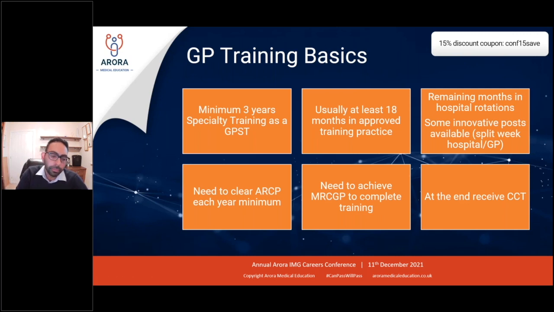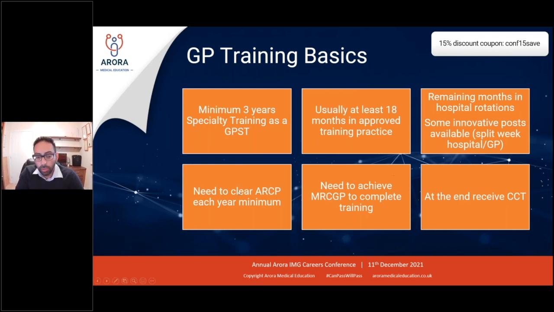Every year in your training, you need to clear an ARCP, an annual review of competence progression. So you need to have a few things ticked off each year, assessments done, for example, to make sure that you clear the hurdle each year so you can move on to the next year. And your final ARCP basically releases you for CCT, completion of training, and that's when you're an independent GP and you'll go onto the GP register with the GMC.